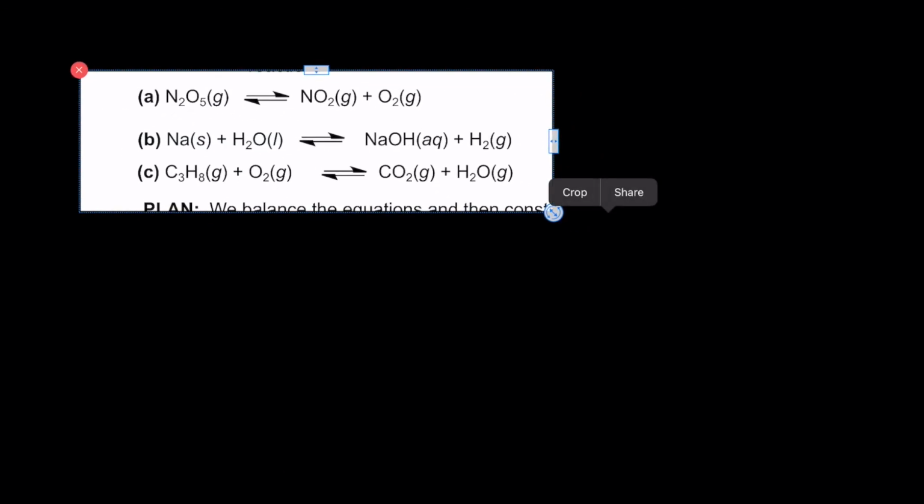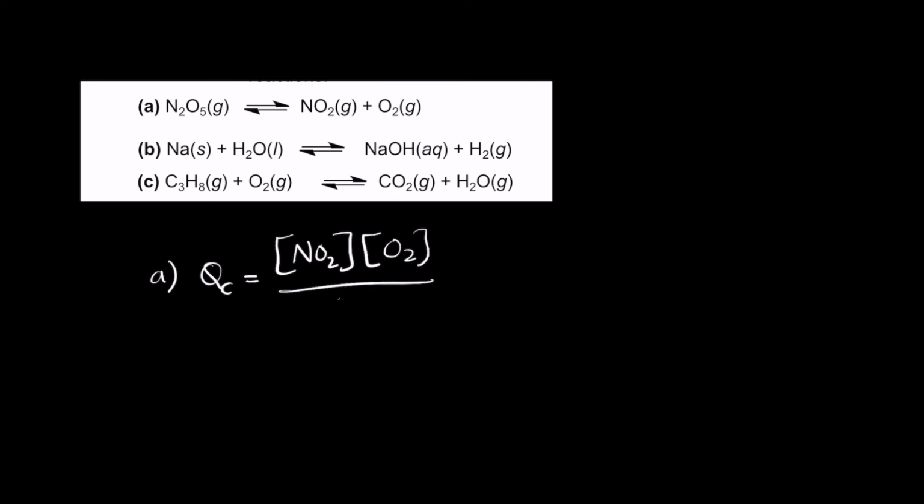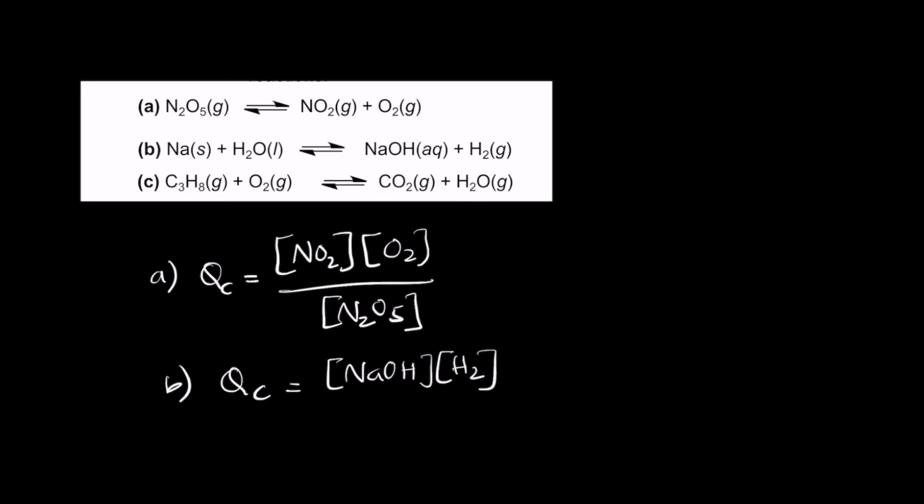So these are the ones that are given right here. So first for A, what would be QC right now? QC again starts with the product concentration. So NO2, there is no coefficient there, times O2 over the concentration of N2O4. For B, you have QC becomes concentration of NaOH times the concentration of H2 over the concentration of Na times the concentration of H2.